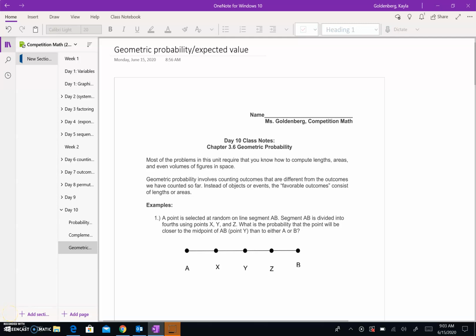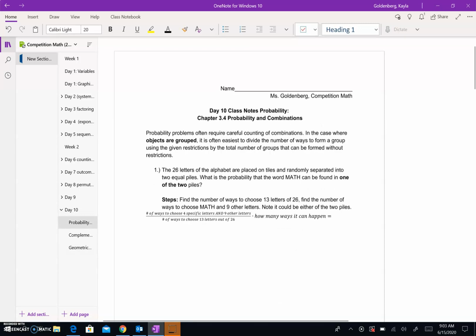Happy last day of week 2. We are getting ready for tomorrow, which is day 10, and we are continuing our focus on probability as we have the past couple of days. So we are now going to be talking about probability and combinations.